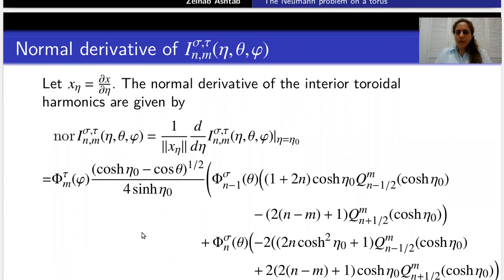Suppose that the derivative of x with respect to eta is equal to x sub eta. The normal derivative of the interior toroidal harmonics, which I denoted by norm of capital I of eta, theta, and phi, is equal to the derivative of capital I of eta, theta, phi with respect to eta, times 1 over norm of derivative of x with respect to eta, when eta is equal to eta naught.